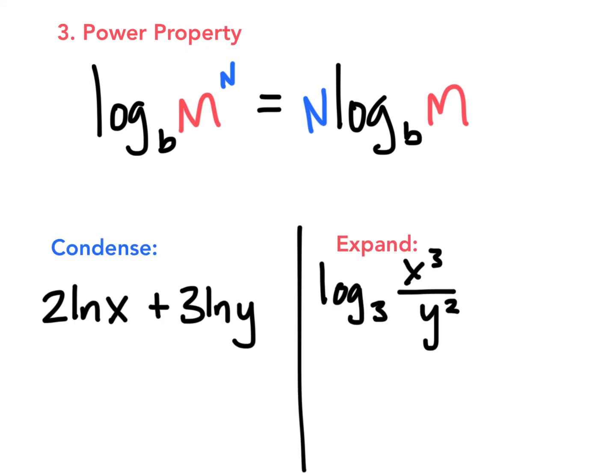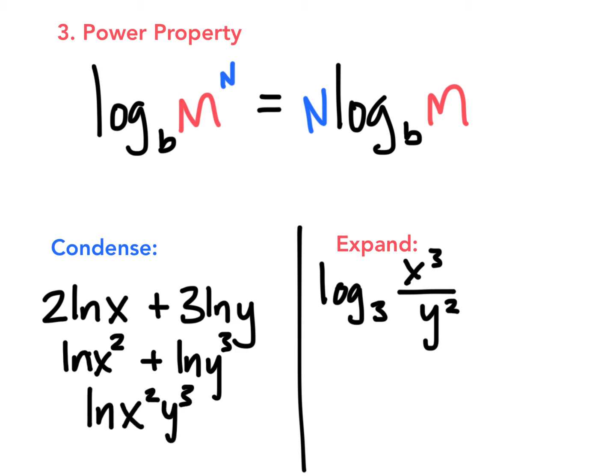Alright, here we're going to do two examples. Let's do a condense and an expand. Here, if I'm going to condense these, the very first thing I want to do is move these numbers out in front. These become the exponents. So we have the natural log of x squared plus the natural log of y cubed. And because they're added, I can write this as a single logarithm, x squared y cubed.